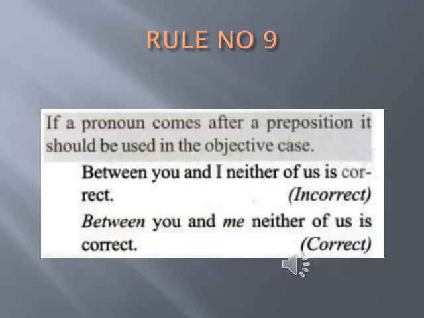If a pronoun comes after a preposition, it should be used in the objective case. Which one is a preposition here? Between is the preposition. What has followed the preposition? Between you and I, neither of us is correct. You in the subjective case and objective case have the same form. But the right answer will be between you and me, neither of us is correct.